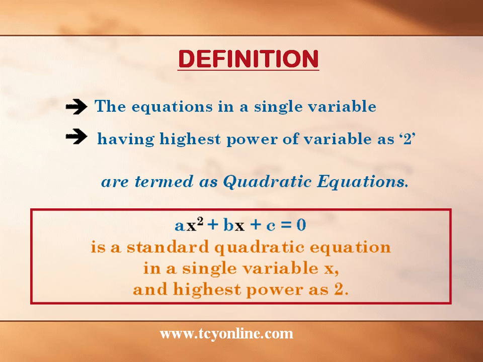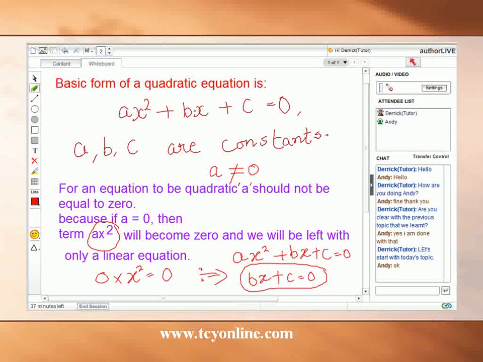Now let's move to the next. Here we are going to learn about one of the important points of a quadratic equation. We know that the general form of a quadratic equation is ax squared plus bx plus c equals 0, where a, b and c are the constants. And remember, this a should never be equal to 0, because if a equals 0, then the term ax squared will become 0 and we will be left only with a linear equation, not a quadratic equation.